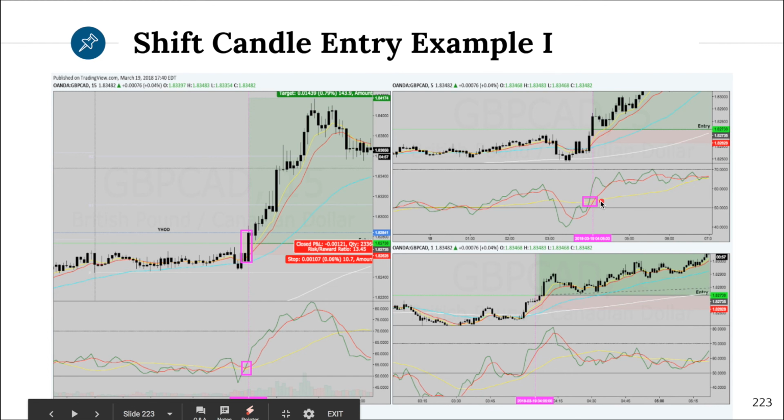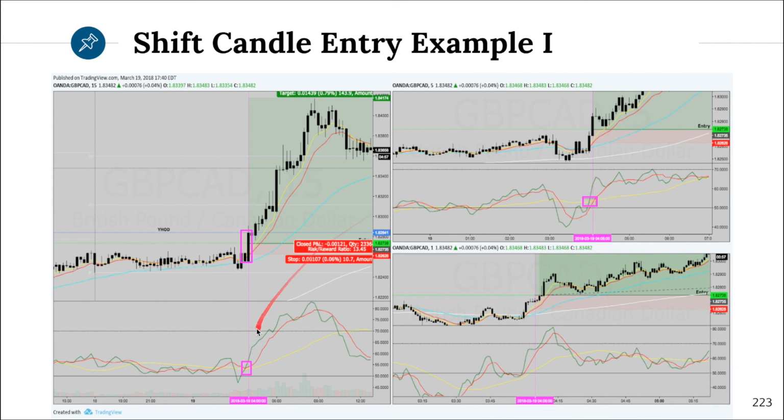If you can get all 3 crosses and you only traded all 3 crosses, you would very rarely lose. However, you can still profit trading on either just the 15-minute and 5-minute confirmations or just the 15-minute and 1-minute confirmations.